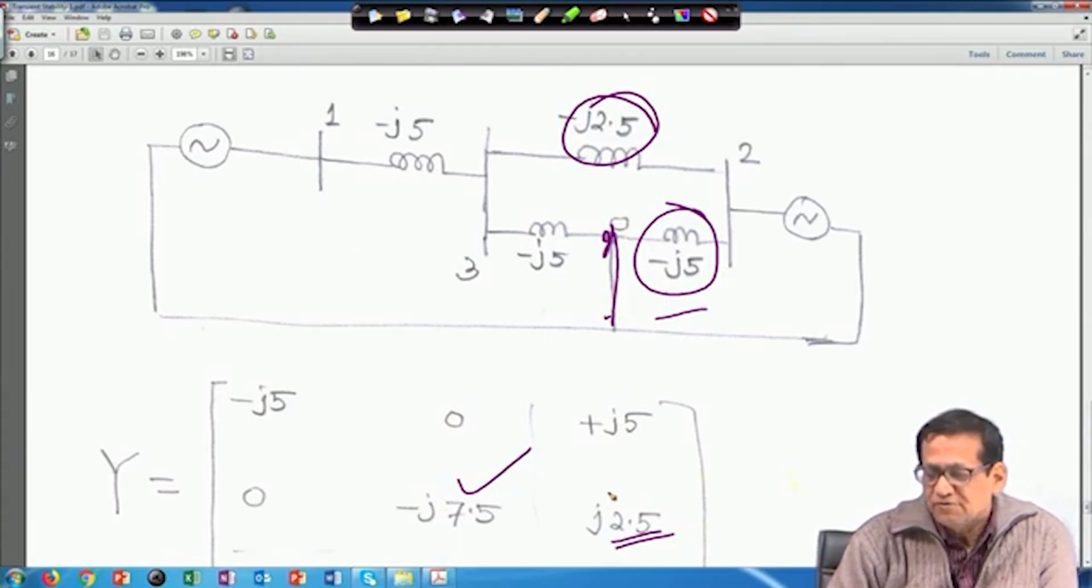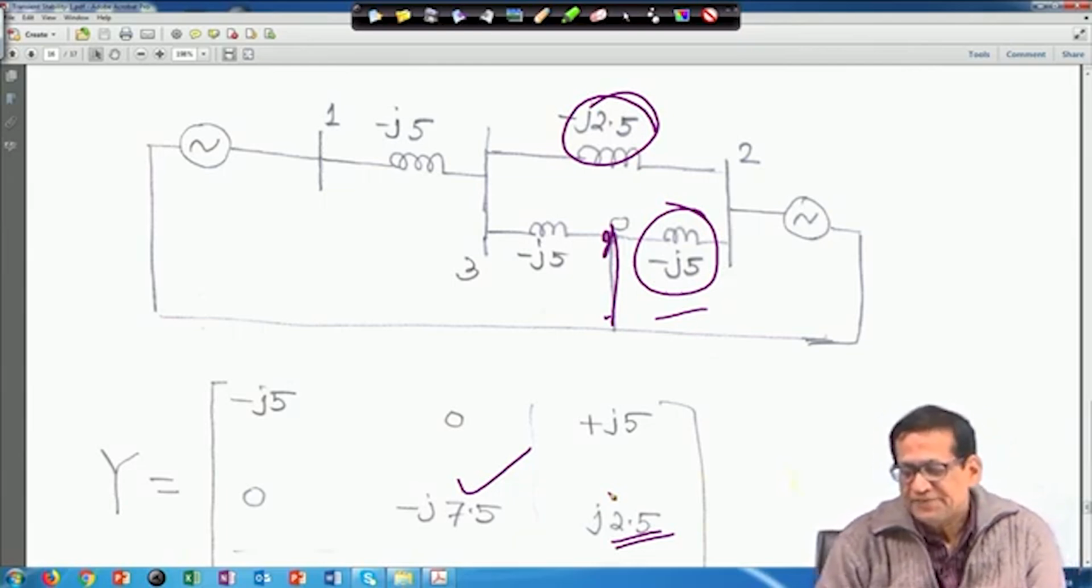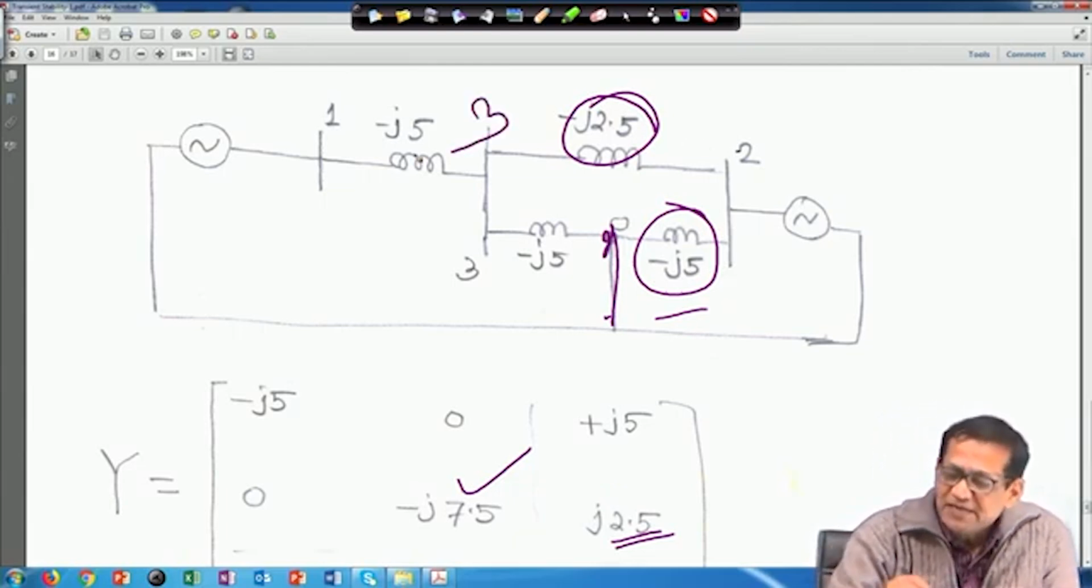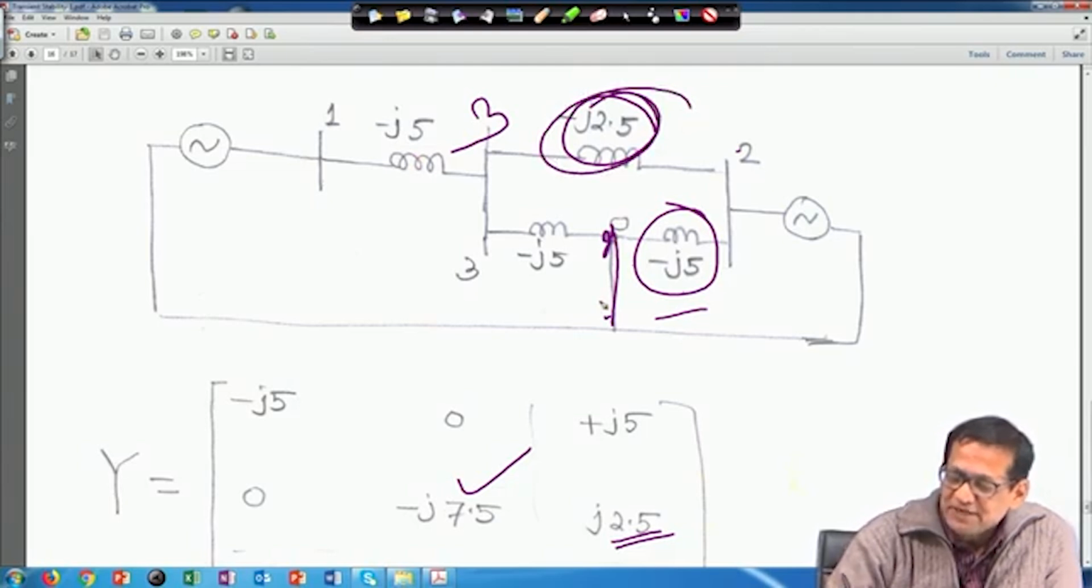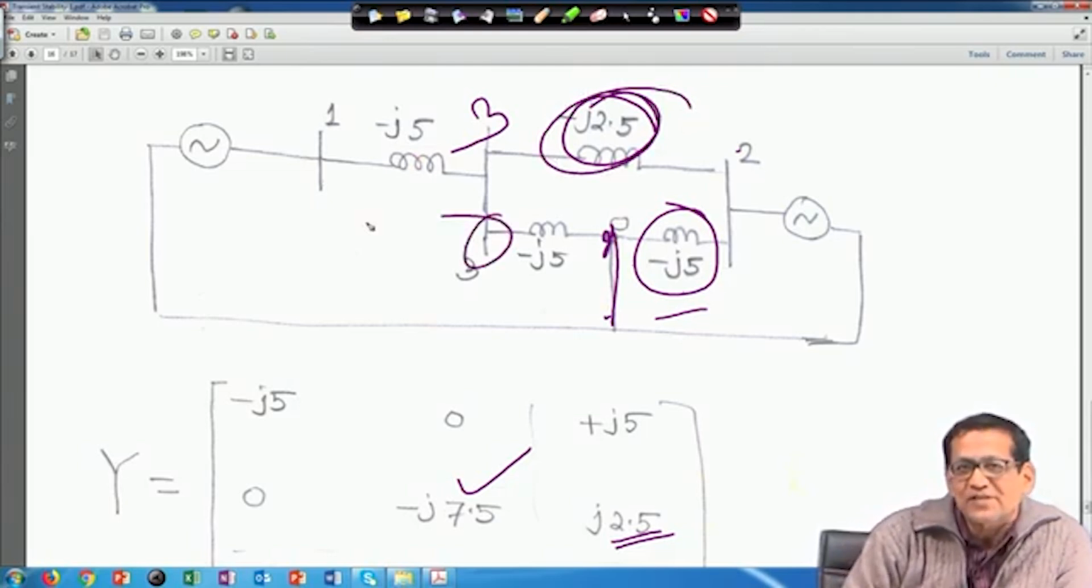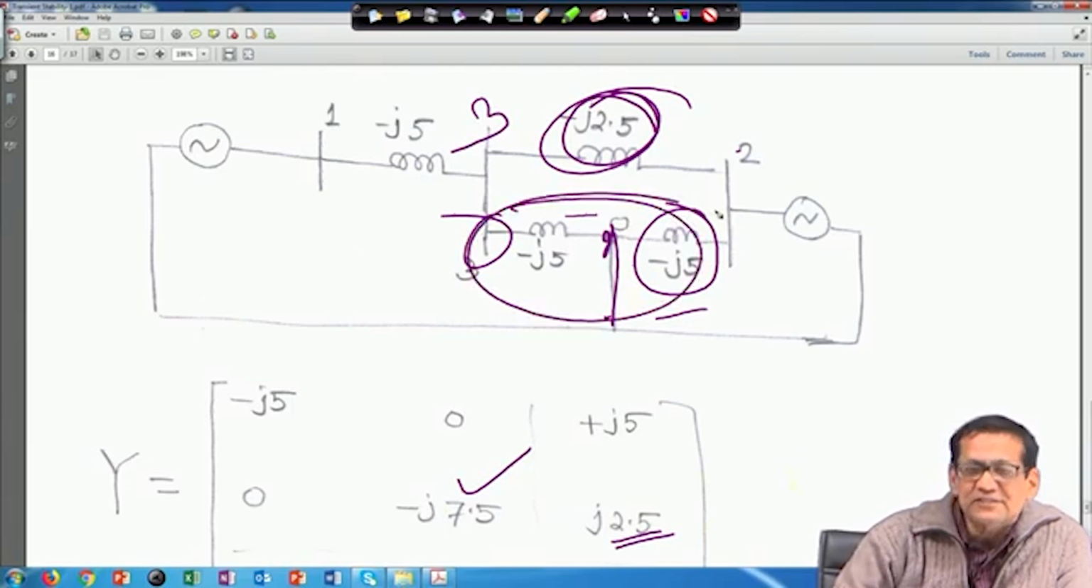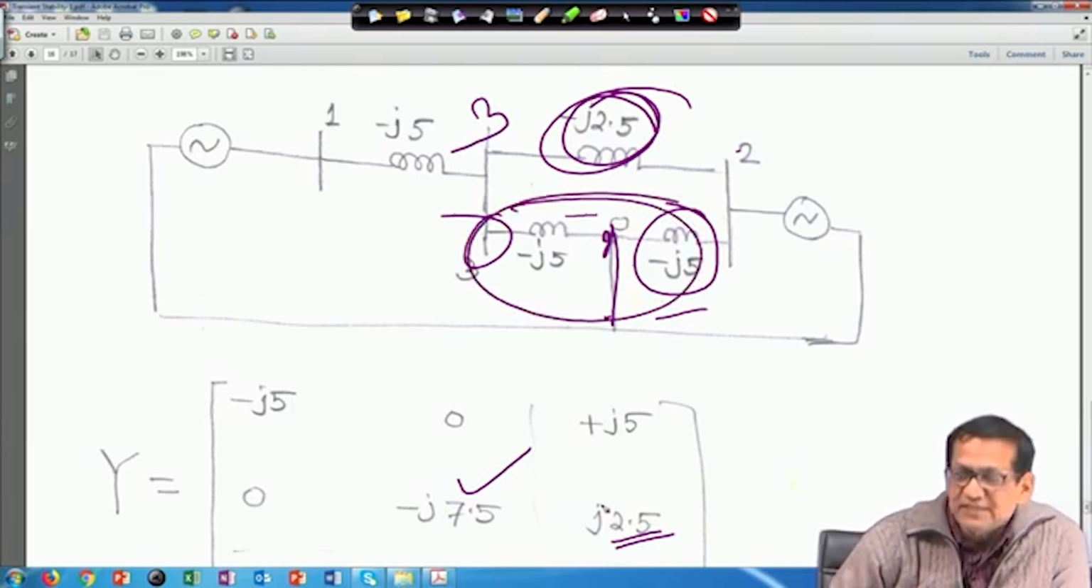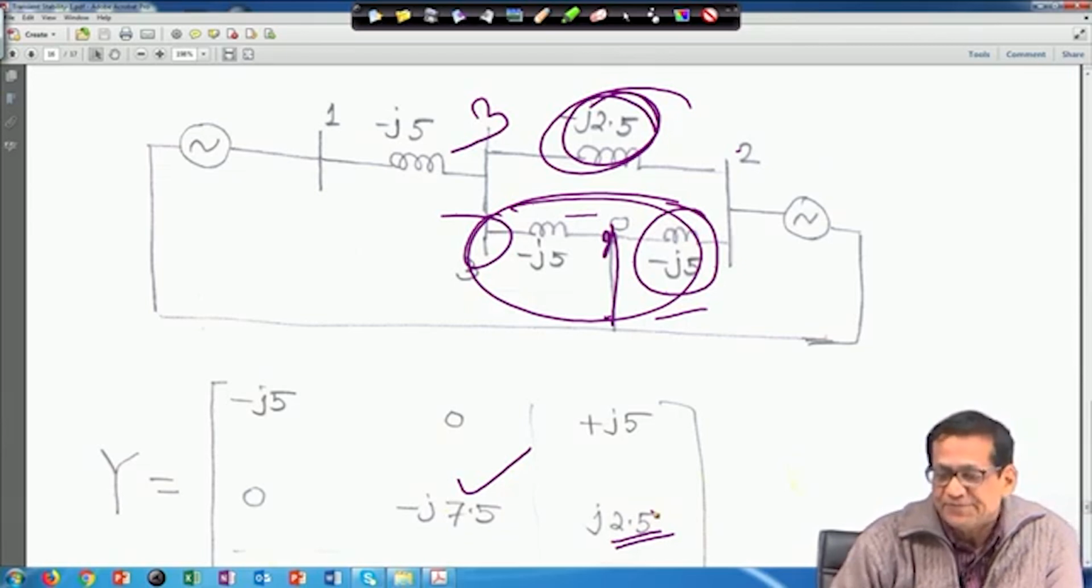If you look at 2 to 3, that means this is bus number 3, only this one will come because the fault has occurred. So, please do not consider this one. This side should not be considered, only 2 to 3. So, it is minus small y23, that is why it is plus j2.5.